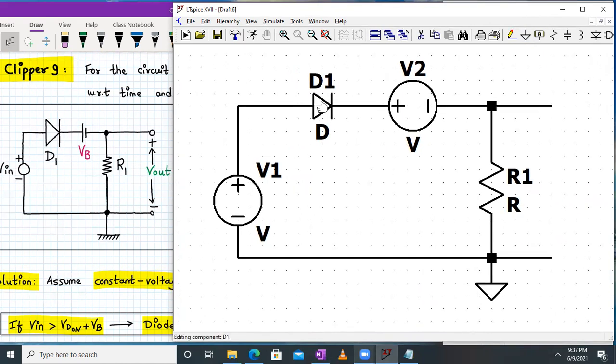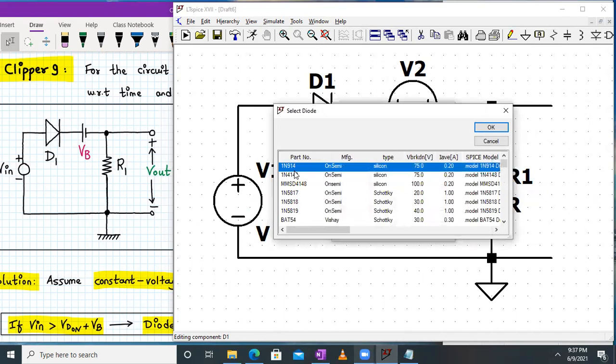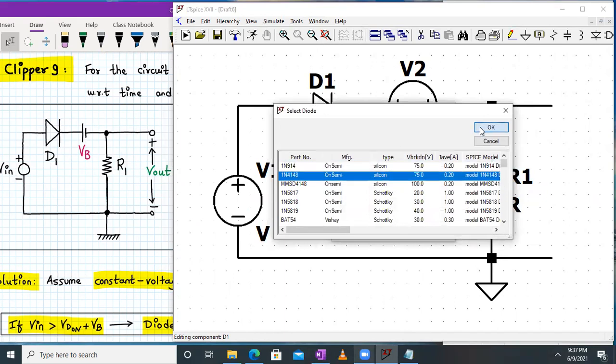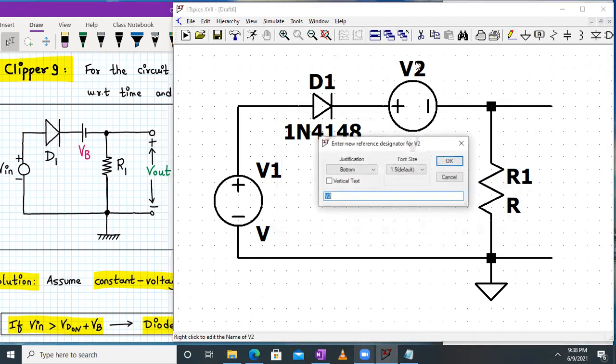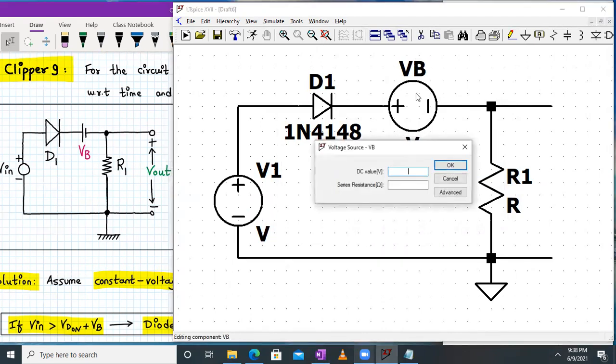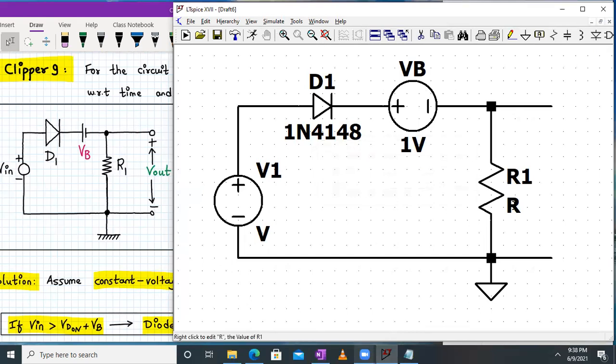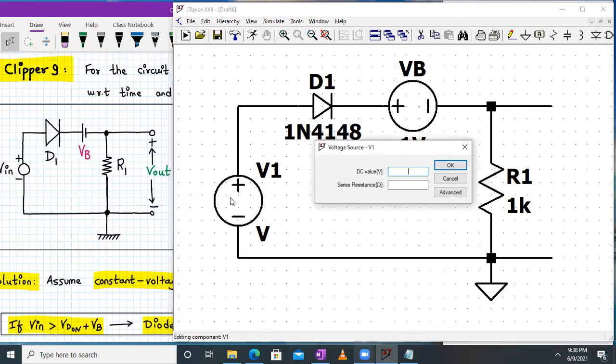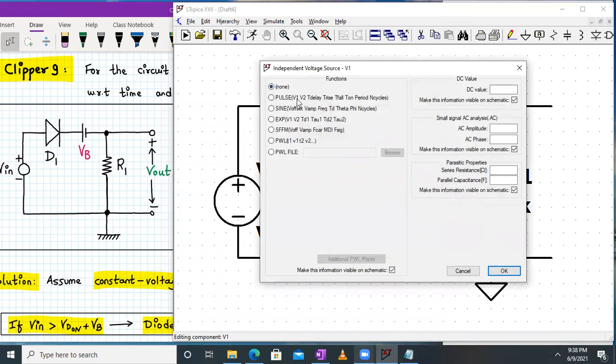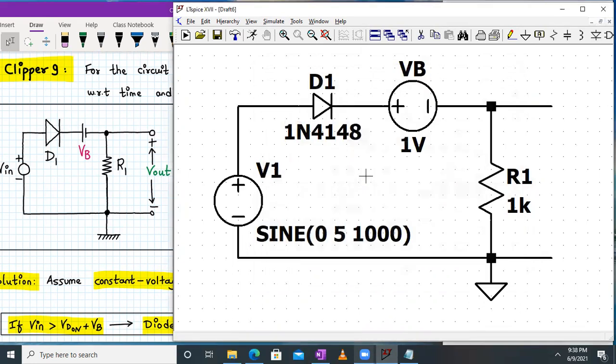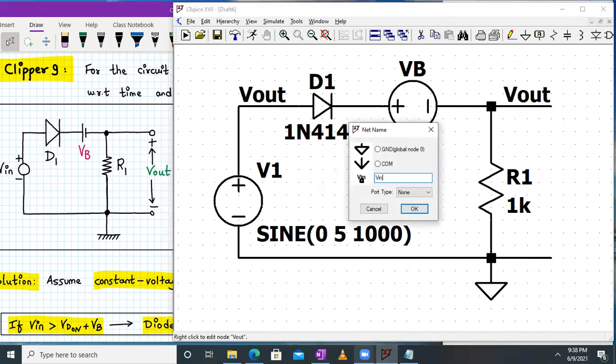Now we have to decide on the diode. So which diode will you take? We will take as usual 1N4148. So here I have taken 1N4148. This is VB basically. So let me rename it as VB and let us give 1 volt. Okay. Resistor you can give as 1K, and this is my V in, which is a sinusoidal signal. So select a sine wave, DC offset 0, amplitude will be 5 volts peak, and frequency will be 1000. Pretty straightforward. Fine. And we will label the input and output node also. So this is my output and this is my input. I can right click and change it to V in.